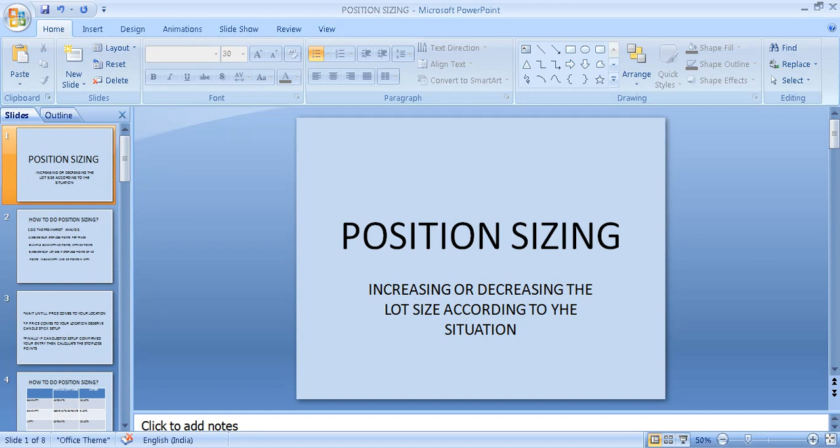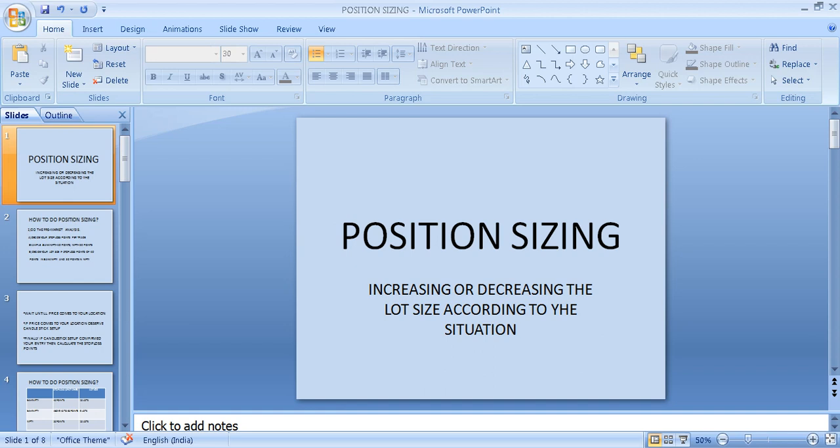This video is about position sizing. Position sizing is an important concept. If you don't understand what position sizing is, you are not going to be profitable in day trading, because there are highly probable trades and low probable trades.